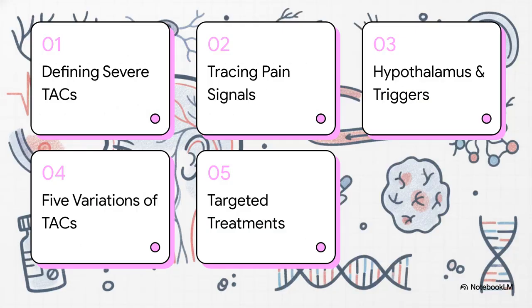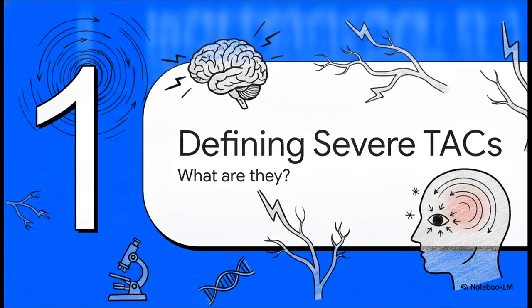Here's our roadmap for this explainer. We'll start by defining severe TAC headaches. Then we're tracing the pain signals, looking at the hypothalamic and vascular triggers, comparing the 5 variations of TACs, and finally, covering the targeted treatments for relief. Let's kick things off with Section 1, Defining Severe TAC Headaches.